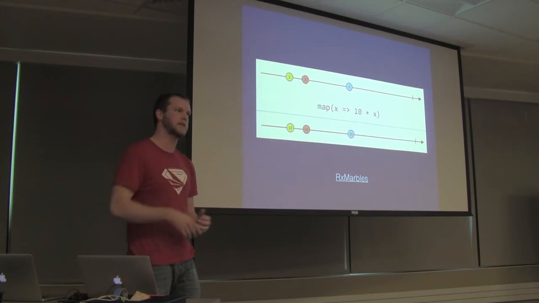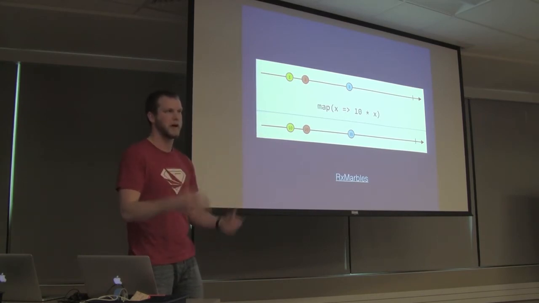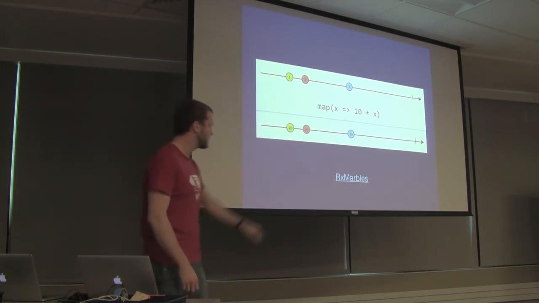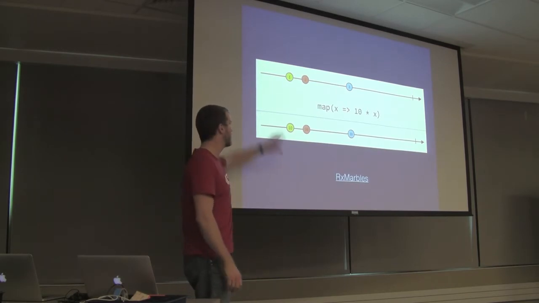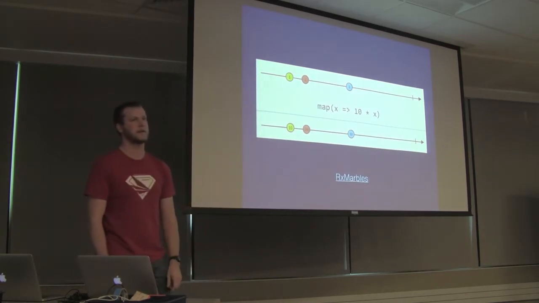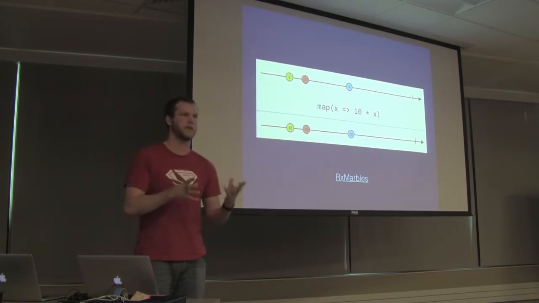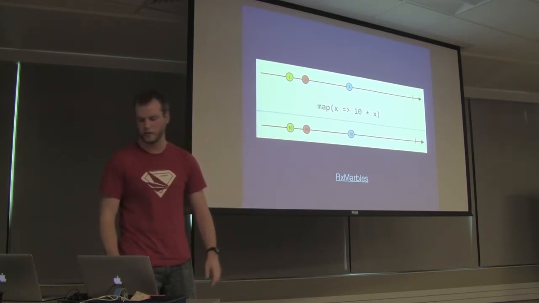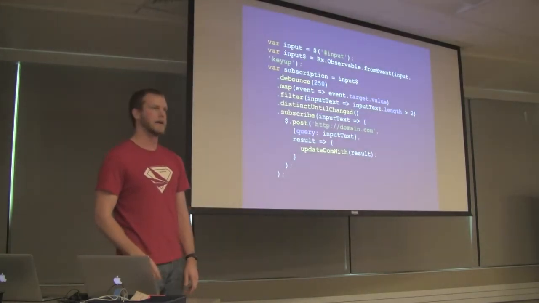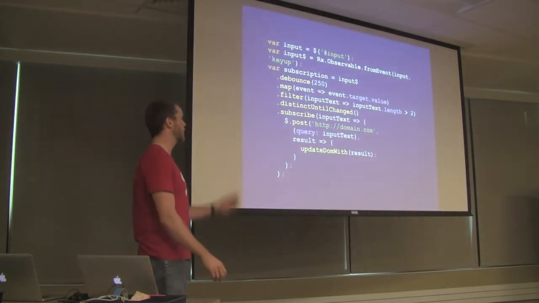So every time an event pops on there, you can subscribe to it and run some callback. And Rx Marbles is a nifty website where I got this graphic from. It's a good website, if you're a visual learner, to understand the different operations and the ways they interact with an observable. If you're more of a "I need to see the code, so just show me the code," here's the code example.